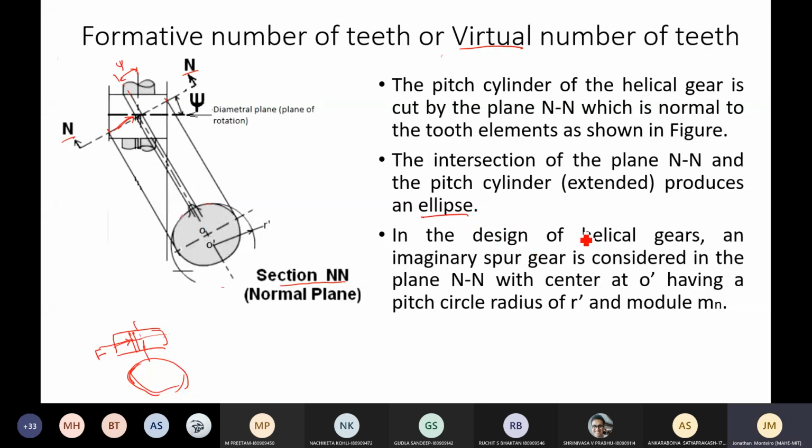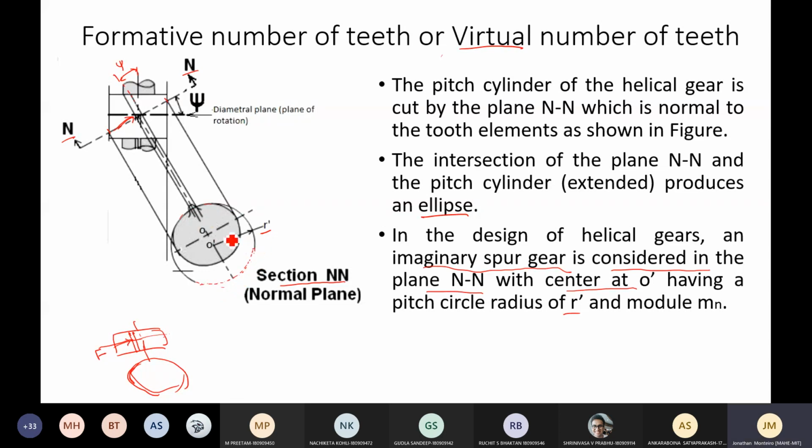It produces an ellipse. The third point: in the design of helical gears, an imaginary spur gear is considered in the plane NN with center at O dash and having a pitch circle radius R dash. So in order to project this spur gear concept onto the helical gear, you cut out a section and produce an imaginary circle with a radius R dash with a center at O dash. Obviously this circle will be of larger diameter, as you can see in this picture.